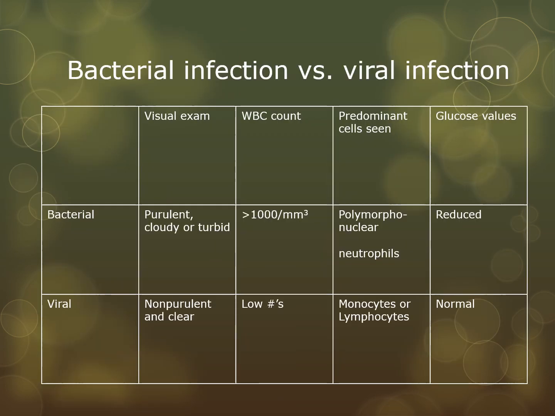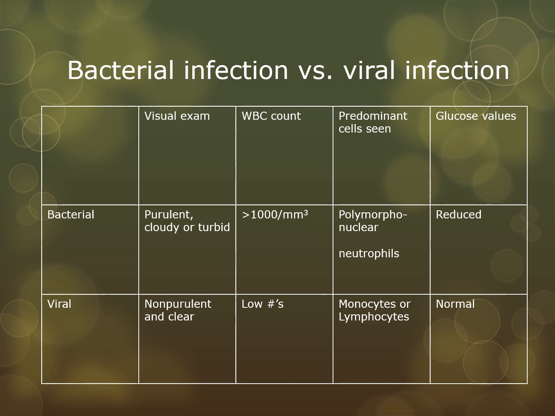So let's go ahead and compare if a person has a bacterial infection versus a viral infection, okay? In the case of a bacterial infection of cerebrospinal fluid, it's going to be purulent, cloudy, or turbid. There's going to be a high white cell count, and the cells that you're going to see are polymorphonuclear cells. Okay, glucose values are going to be reduced. Remember, a normal cerebrospinal fluid glucose is 40 to 80 milligrams for an adult, and in the case of a bacterial infection, it's going to be less than 40 milligrams per deciliter.